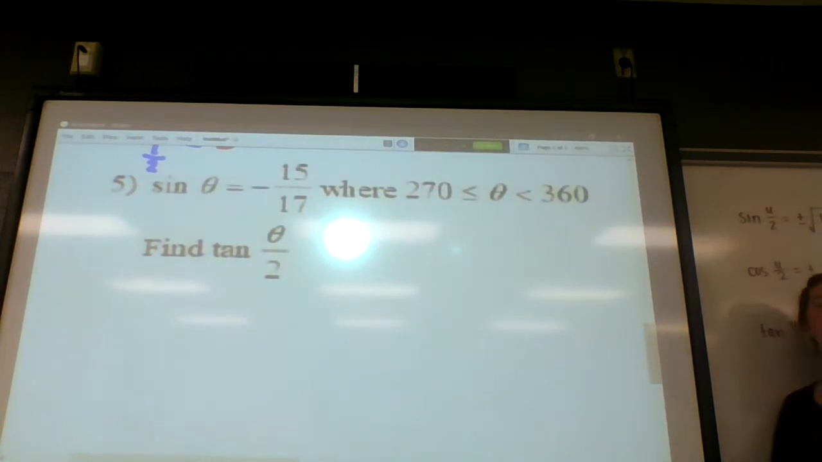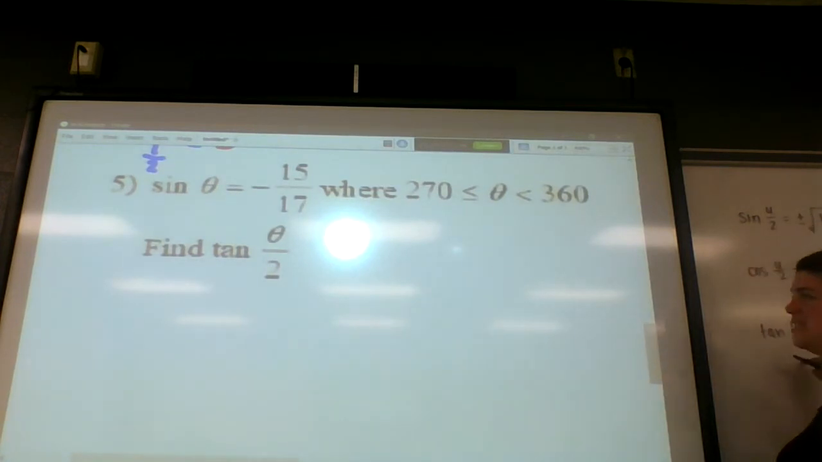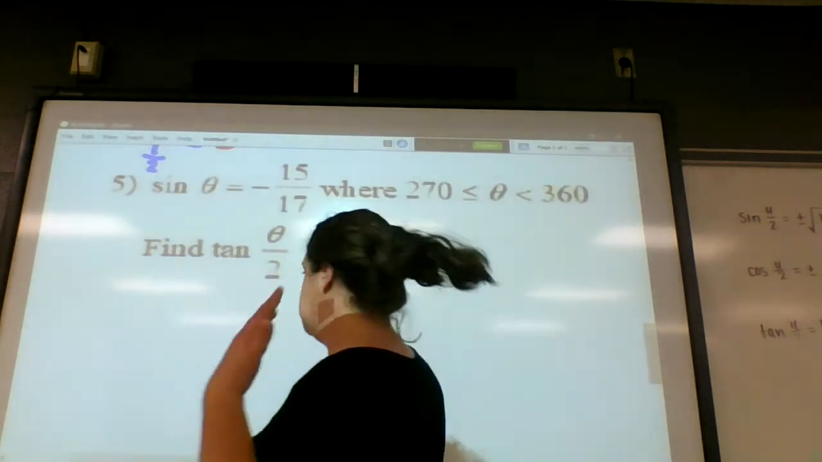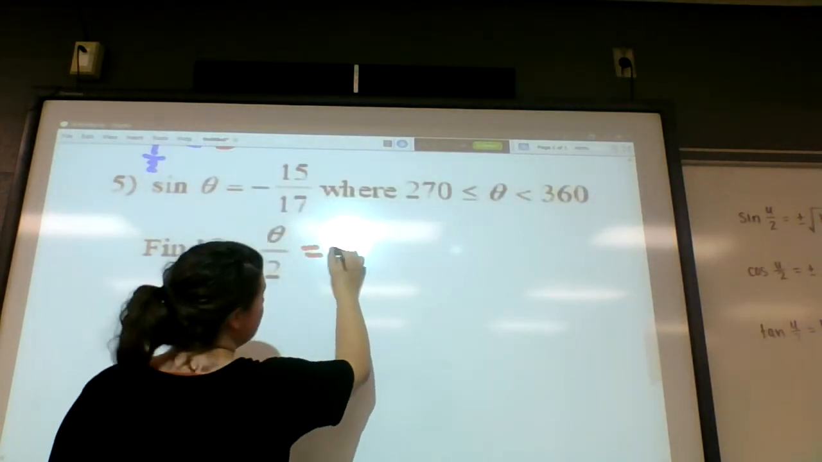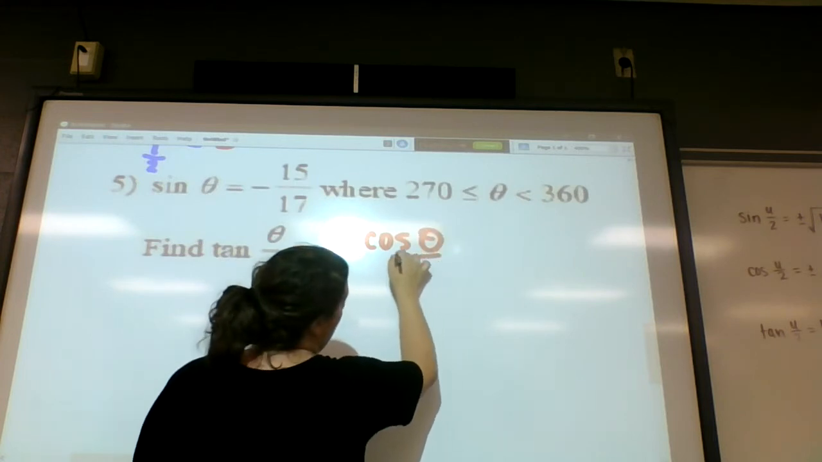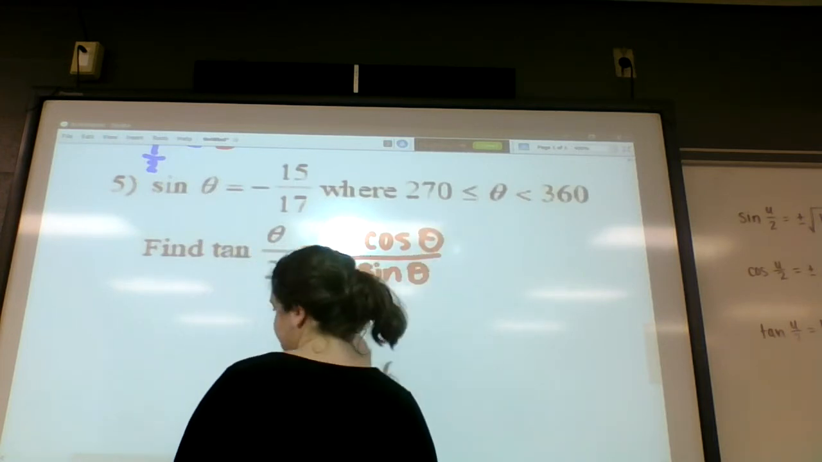But they don't actually say the angle is this or the angle is that. So hypothetically, we don't know exactly what theta is. I mean, we could figure it out with sine inverse. But we're just going to use our formulas to figure out the tangent of theta over 2. Now, when you do the tangent, you do not need to know plus or minus, so that's kind of nice. So we just know that this is going to be 1 minus the cosine of theta over the sine of theta.